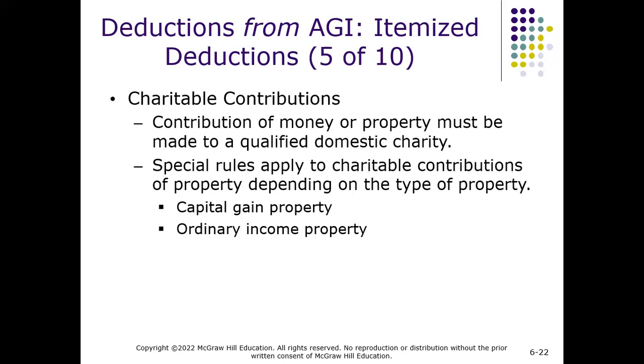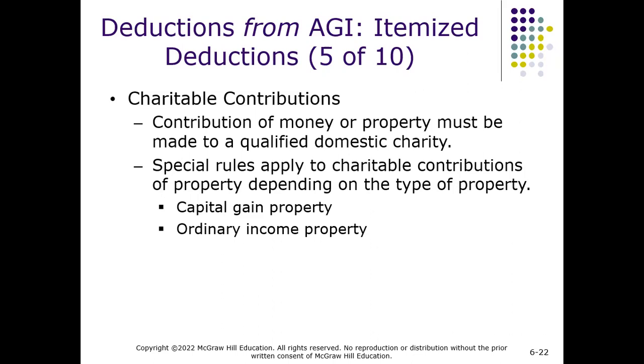That's talked about in more detail in chapter 14, because it's a little bit more in depth than that. And you probably are familiar with it already. Charitable contributions of money or property must be made to a qualified domestic charity, and these are also allowed as an itemized deduction to a certain extent. There are special rules for charitable contributions of property, and it's determined by the character of the property.